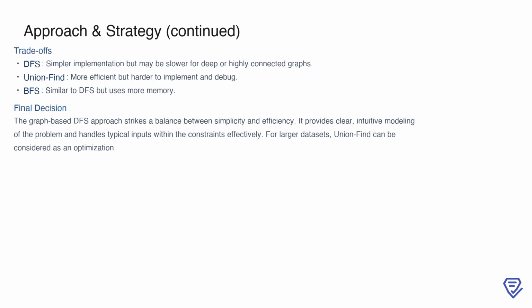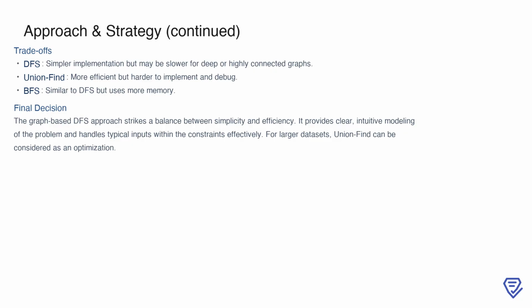Each approach comes with trade-offs. DFS is straightforward to implement but may be slower for graphs that are deep or highly connected. Union find, on the other hand, is more efficient but introduces implementation complexity due to the management of parent pointers and relative ratios. BFS is similar in complexity to DFS but requires more memory due to the queue used in traversal. Ultimately, the graph-based DFS approach strikes the right balance between simplicity and efficiency. It offers a clear and intuitive way to model the problem and performs well within the given constraints. For larger datasets, union find could be considered as an optimization, but for typical scenarios, DFS provides a reliable and practical solution.